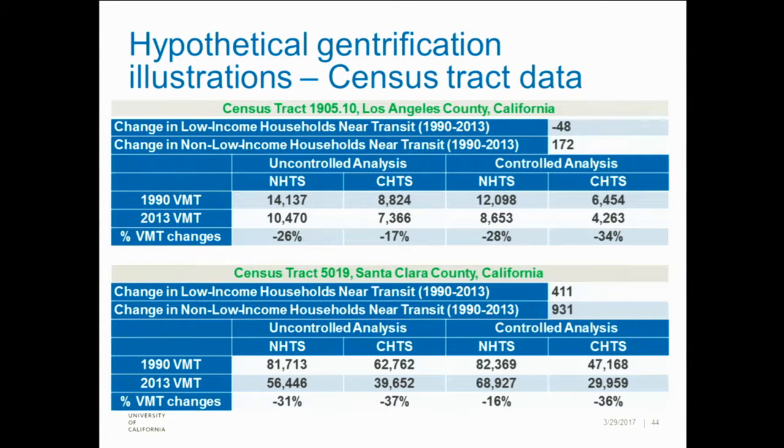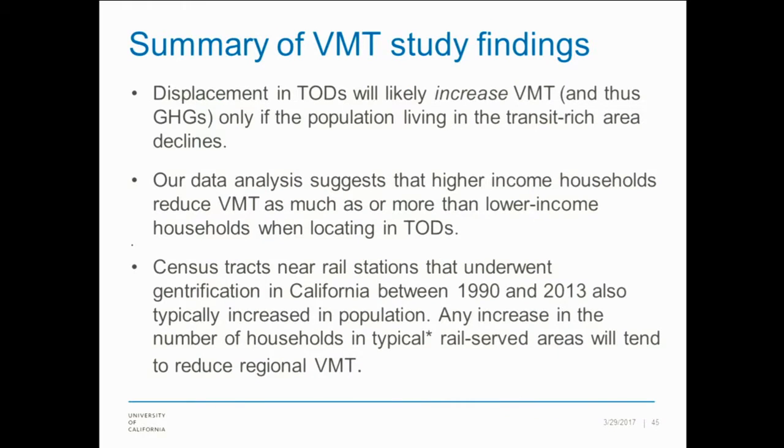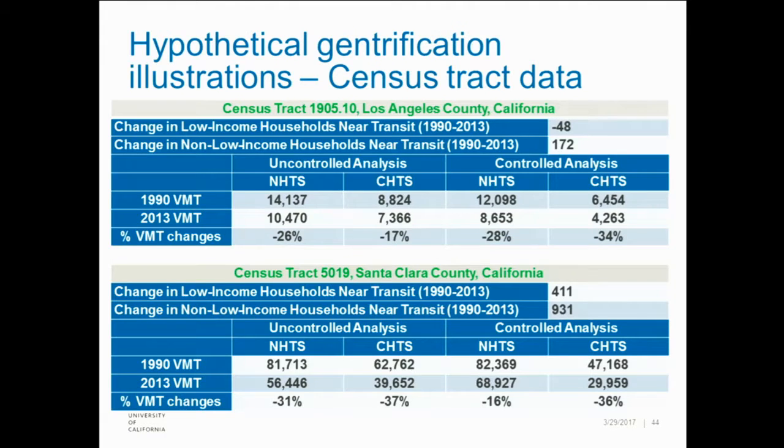So what the next slide shows, let's skip the next slide, which is hypothetical gentrification illustrations using census tract data. You can show the graph. What this shows is that if you look at actual census tracts that have gentrified, what has happened there has been that gentrification has typically been accompanied by an increase in population. So in net, what we found in this part of the study is that displacement in TODs is likely, and we'll go to the last slide.